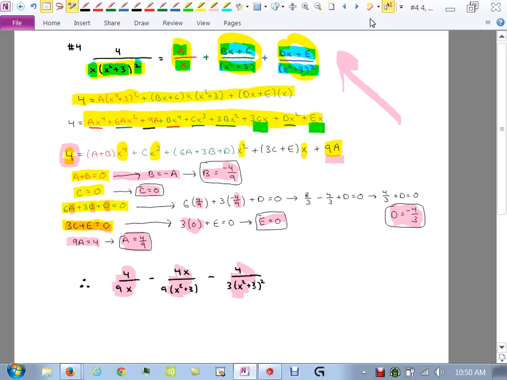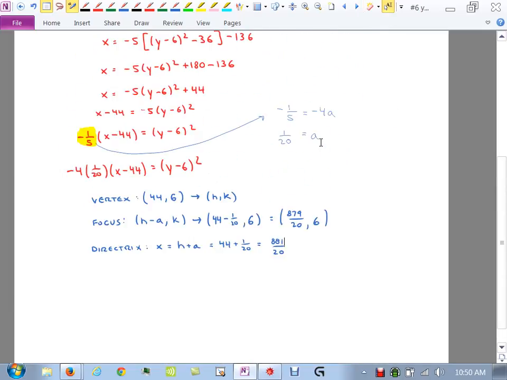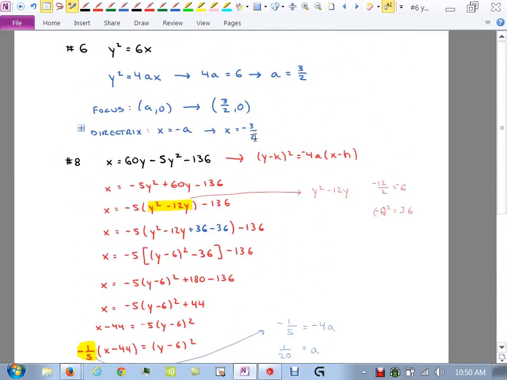Now I'm going to move on and look at number 6 here. 6 is pretty quick. First of all, for number 6, we're asked to find the focus and directrix. What you're looking at here is y squared equals 6x. This looks like this form right here, y squared equals 4ax. So what I'm going to try and do is determine what the a is.